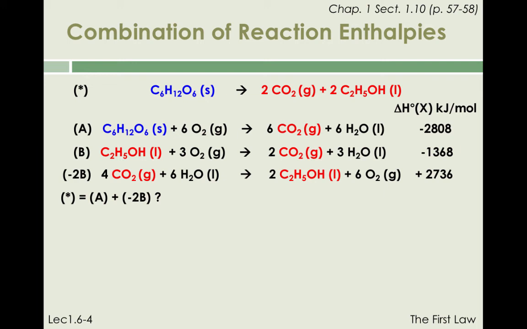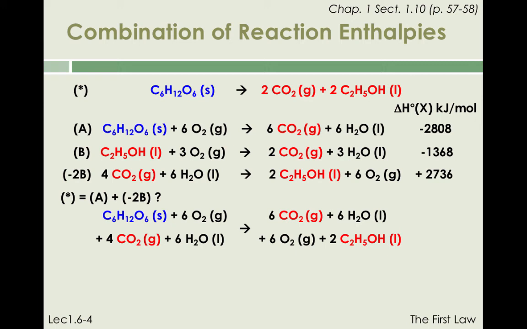Let us check whether this is correct or not. We first rewrite reaction A and reaction minus 2B and add these two reactions together. Then cancel out substances that appear as products and reactants. So, for instance, we can cancel out the 6 moles of molecular oxygen gas and the 6 moles of water liquid, which appear on both sides of the reaction equation.